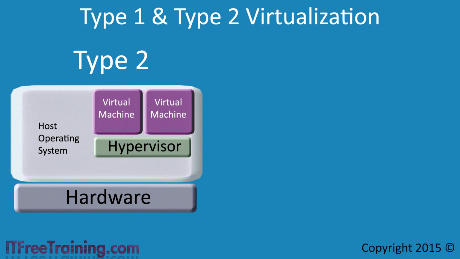Performance is slower in Type 2 virtualization solutions because of this. The advantage of Type 2 is that they are simple to run and install and don't require any special hardware features in order to run.